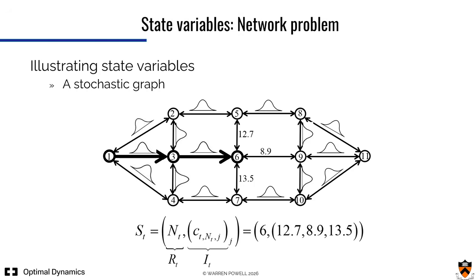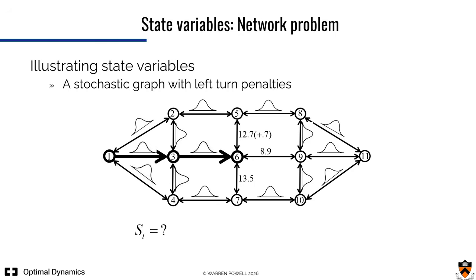Okay, third problem. I'm going to do a little twist. Left-hand turns. If you make a left-hand turn from node 6 to node 5, I'm going to add in a penalty of 0.7. Okay, this is the trickiest one. I'll give you a hint. This is the trickiest one. What is my state? If I'm making a left-hand turn from 6 to 5, I would add in the penalty of 0.7.